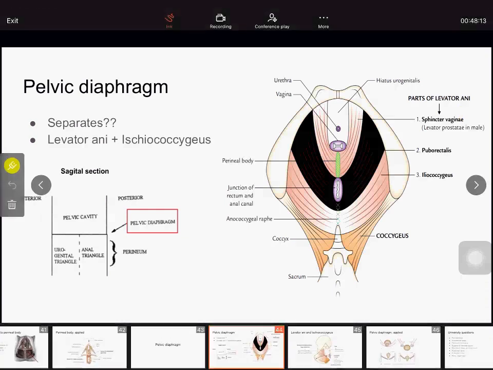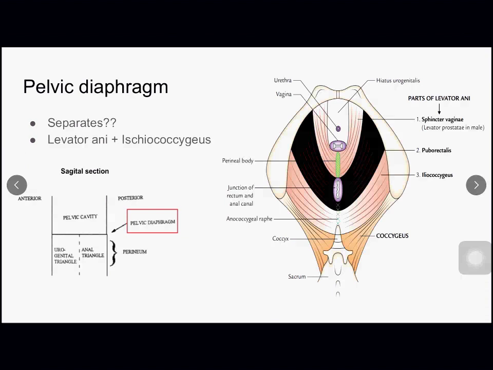The pubococcygeus has the puborectalis. The puborectalis forms a sling around your rectum to maintain the anorectal angle. The anorectal angle is for holding your feces, so that you defecate only in an appropriate environment and at a suitable time. To prevent over distension, you have an anorectal angle maintained by the puborectalis. And you have the sphincter vaginae, or levator prostatae in males.